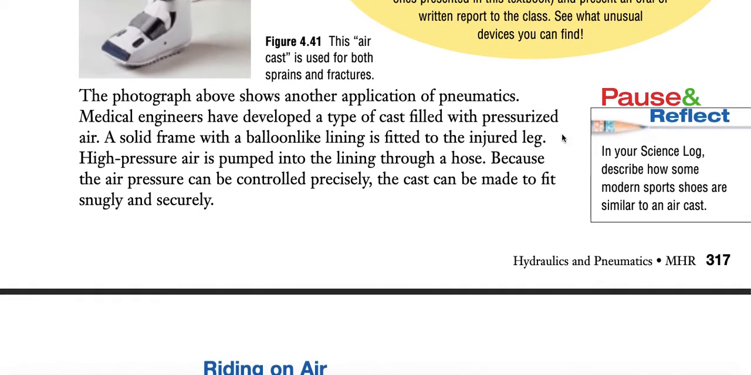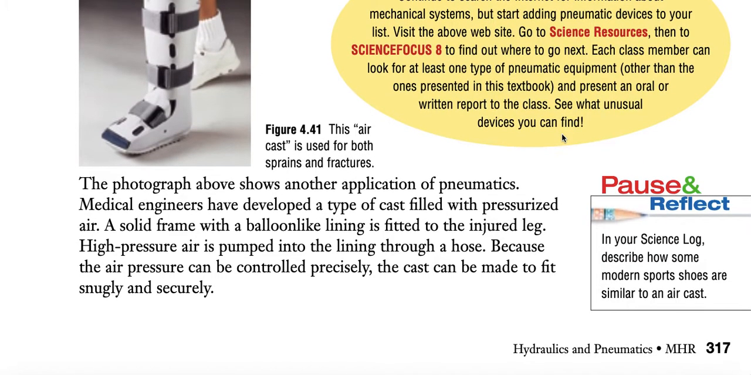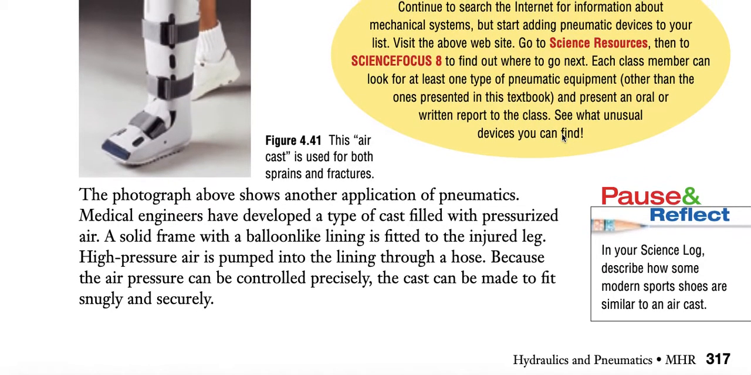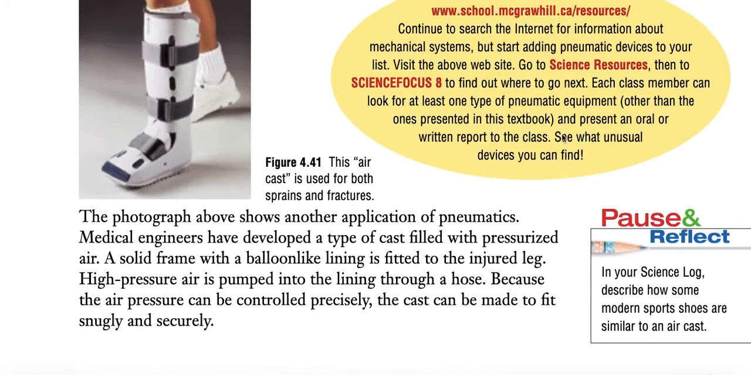Medical engineers have developed a type of cast filled with pressurized air. A solid frame with a balloon-like lining is fitted to the injured leg. High-pressure air is pumped into the lining through a hose. Because the air pressure can be controlled precisely, the cast can be made to fit snugly and securely.